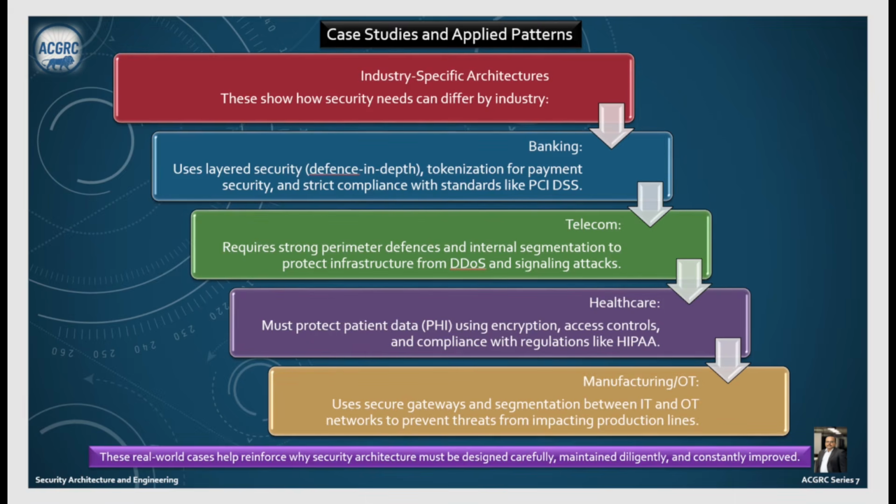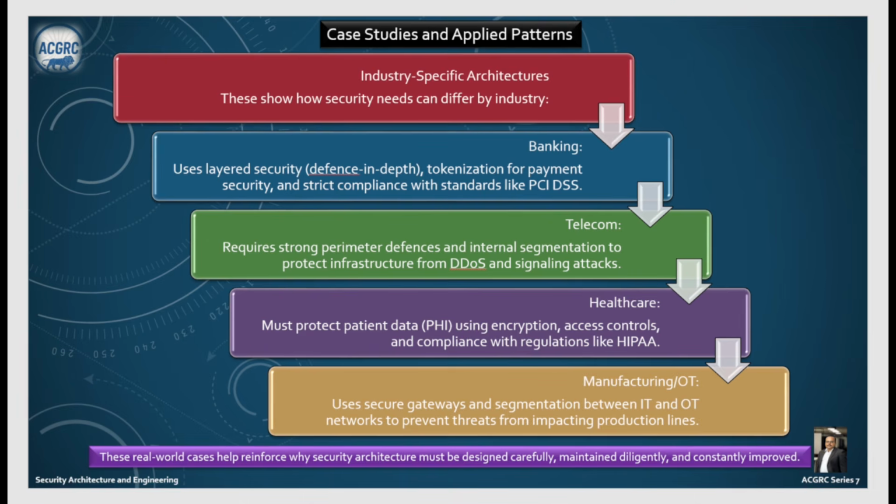Let's look at industry specific architecture. Banking uses layered security, the defense in depth concept, tokenization for payment security, and strict compliance with standards like PCI DSS. Telecom requires strong perimeter defense and internal segmentation to protect infrastructure from denial of service or distributed denial of service and signaling attacks.